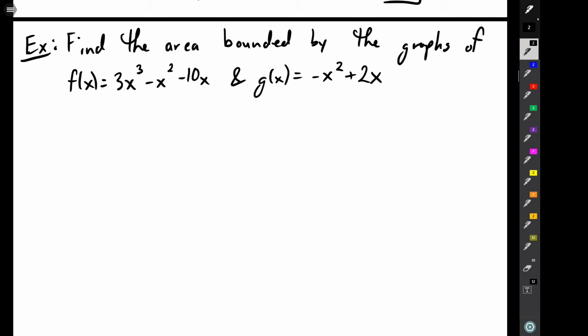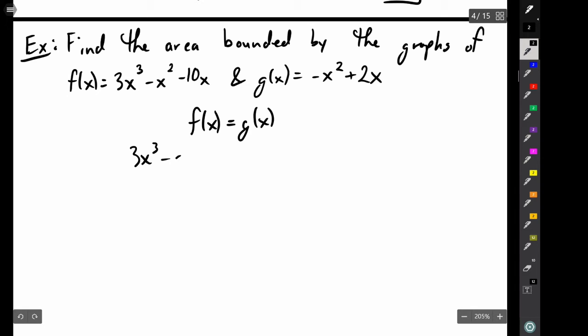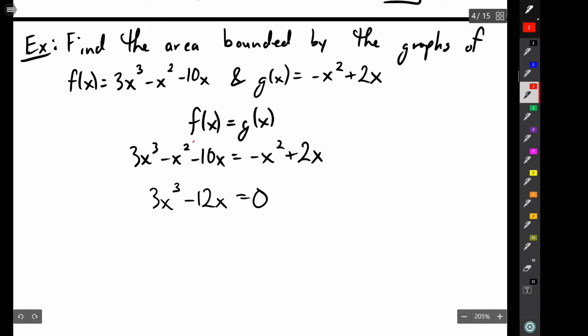All right. So we're going to go ahead and find where these intersect at. So same deal as last time. Set our functions equal to each other. So I have 3x cubed minus x squared minus 10x equals -x squared plus 2x. All right, so let's move everything to the left side here, and we're going to end up with 3x cubed minus 12x equals 0, right? Because these two terms will cancel.